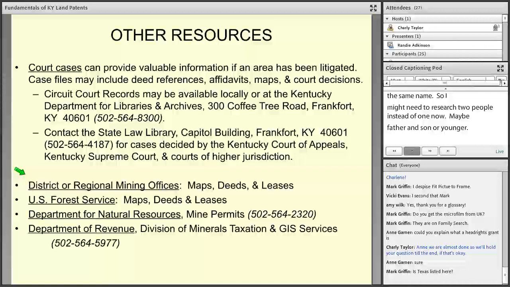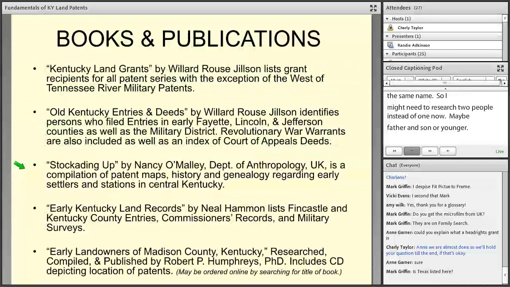Other sources include your mining offices, forest services, natural resources, and Department of Revenue. They have a GIS mapping office there too. I'm giving you a bibliography of resources that I have found, and I should say this is not everything by any means, but these are some of the ones that I have identified early on as being important to the function of the land office, especially when it comes to land patenting.